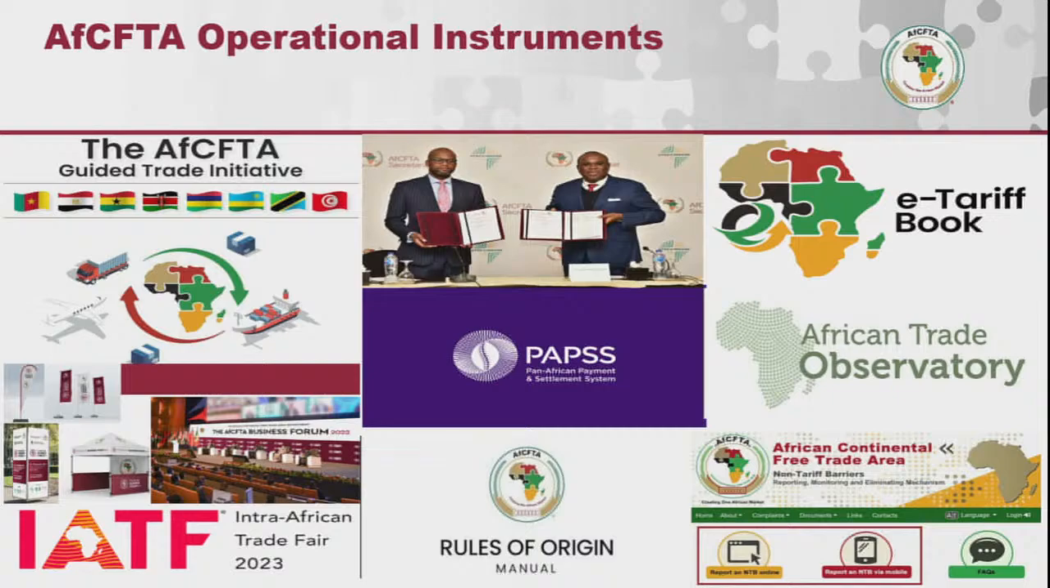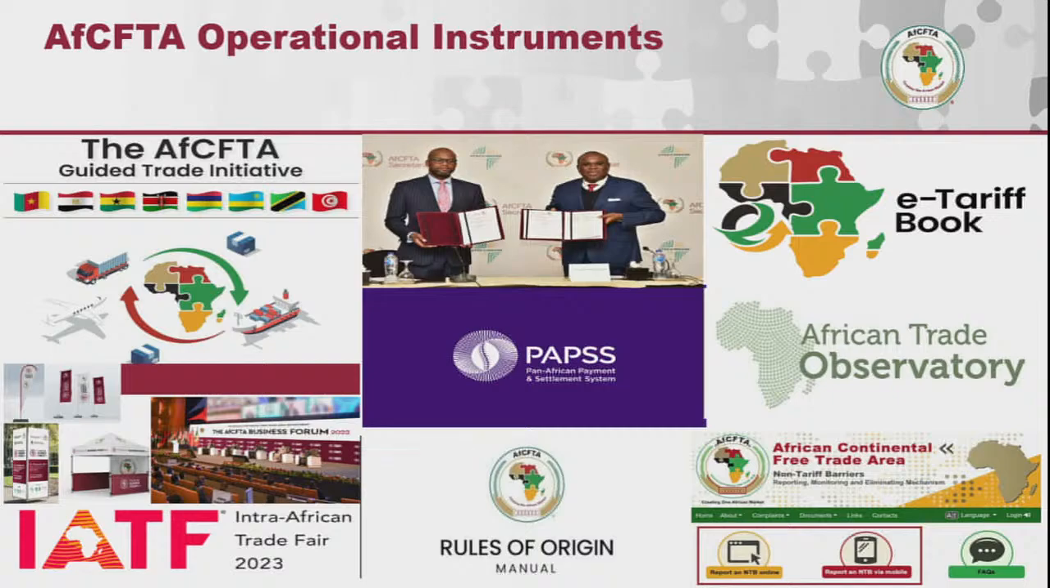We also have the AFCFTA NTB online mechanism. We know that non-tariff barriers are a big problem, especially when we are now beginning to phase down on tariffs. Of course, there will be all these other measures still in place that might impede trade. So the NTB online mechanism is simply an online tool that gives the economic operators the opportunity to report in real time any challenges they encounter in the process of trading.